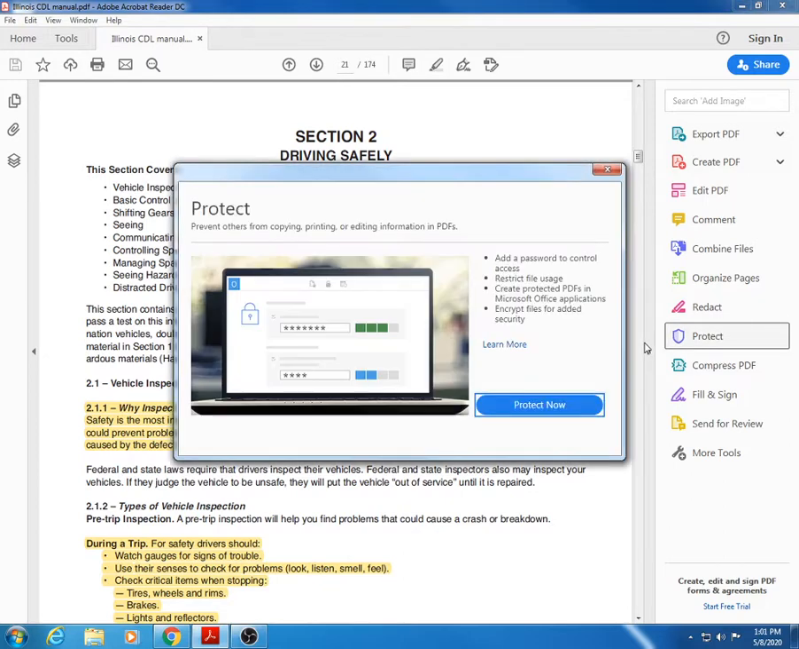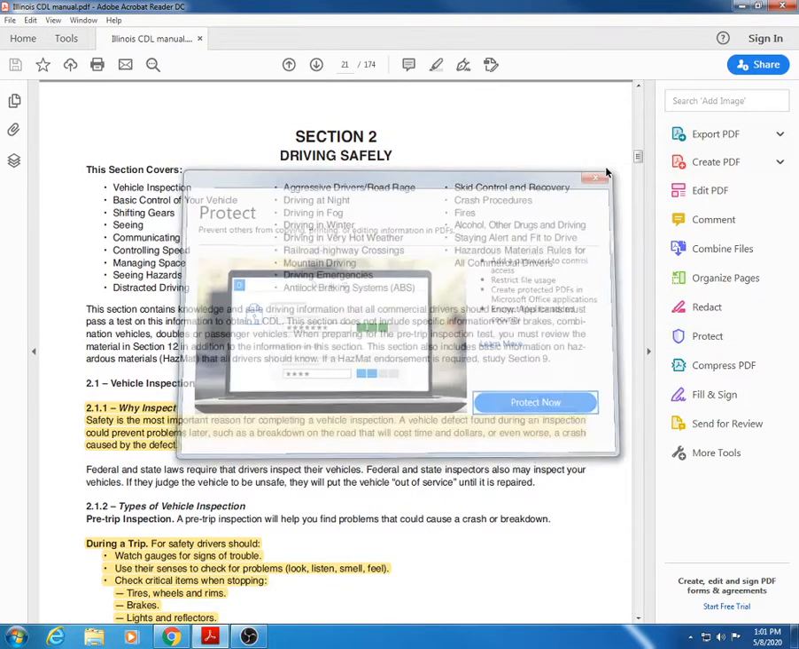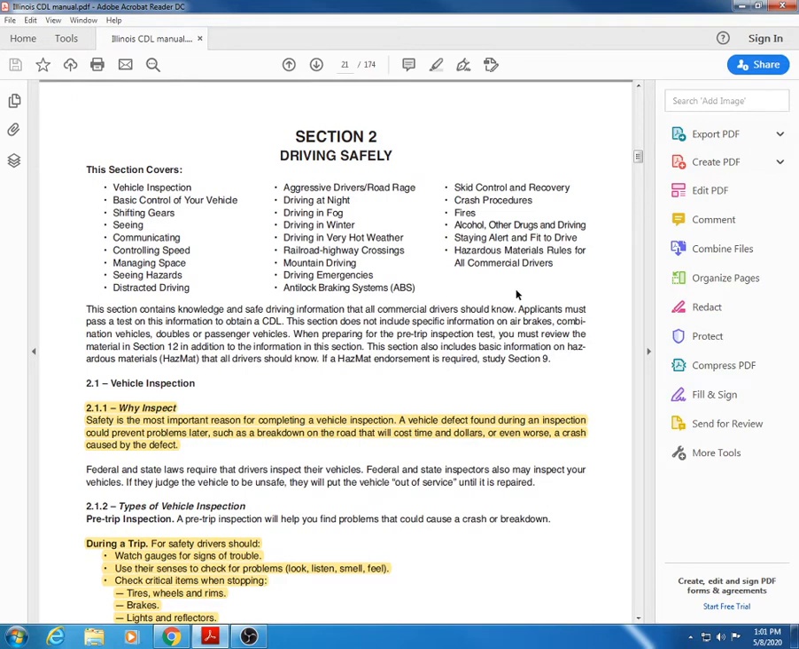I want to go, that's not what we want on there. Stop it.